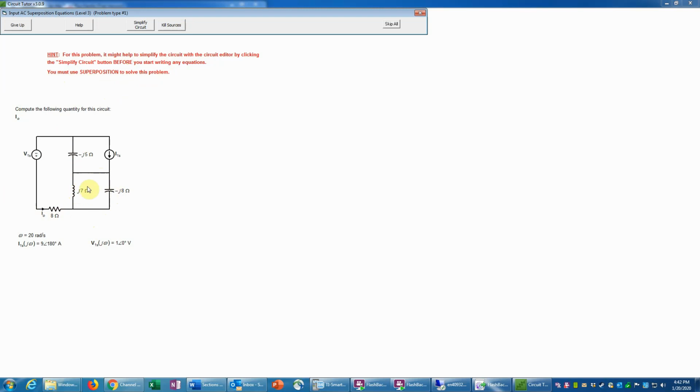And clearly these two elements can be combined in parallel, and actually after doing that we could also combine the resultant in series. So we definitely want to simplify the circuit before we start to kill sources.